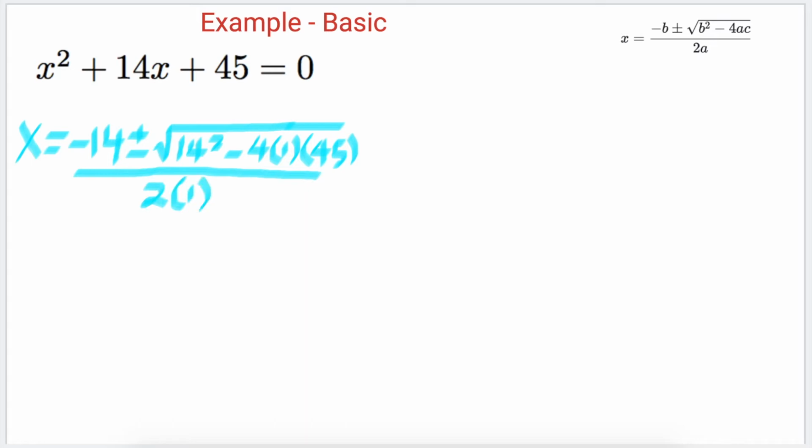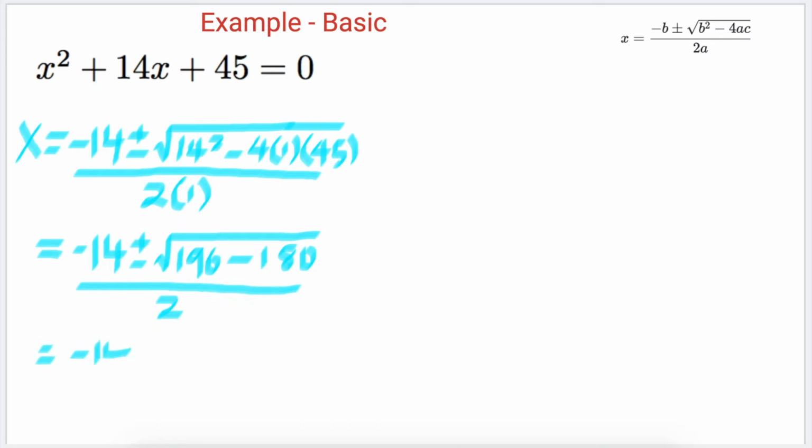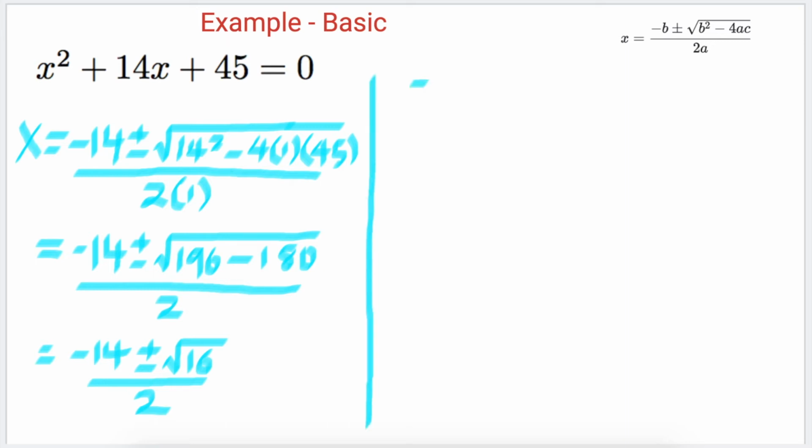And then the next step is now we need to simplify what's inside the square root. So I'm going to copy and paste negative 14 plus or minus. 14 squared is 196. Negative 4 times 1 times 45 is equal to negative 180, divided by 2. And then negative 14 plus or minus. Now once you subtract 196 minus 180, you get 16. So we're going to put the square root sign and 16 inside, and the denominator stays the same as 2. So the next step, we simplify our square root. So we'll have negative 14 plus or minus 4 divided by 2.